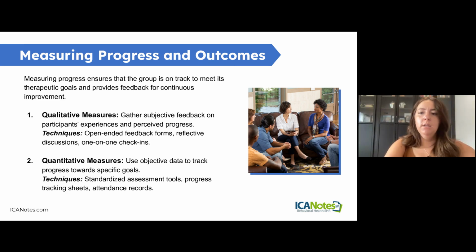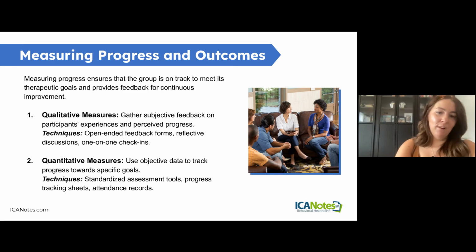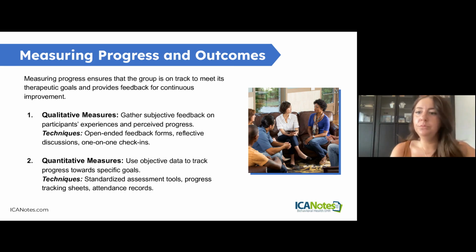Okay, so I'm going to start polling on this question. How do you currently measure progress and outcomes within your group therapy setting? And I think this is really interesting. There's no right or wrong answer. There is validity in however you're measuring, as long as you are. However, if you don't have a formal process in place, it would be helpful to put one in.